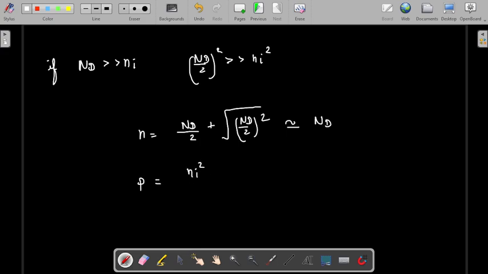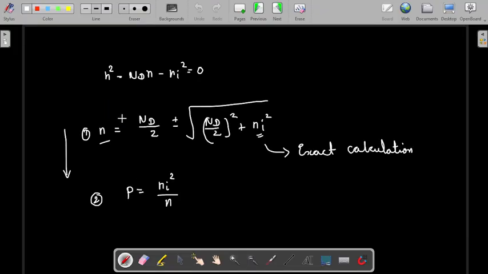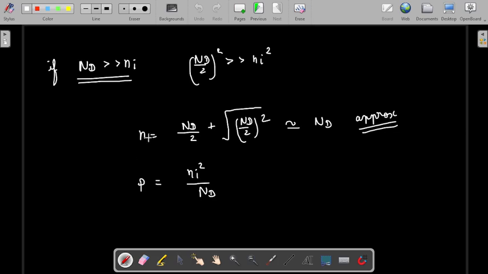Then we can calculate the minority charge carrier from Nd. This is not an exact calculation, this is an approximate calculation. Please make a note of it: only when it is much greater than, not just greater than, much greater than. So please follow this. The exact formula will give the exact answer, because we have to match the options given, choosing from the four options, right? If we go with these formulas only, we may match the answer. If you directly use this approximation, then we may not get the exact answer, and then we have to struggle.